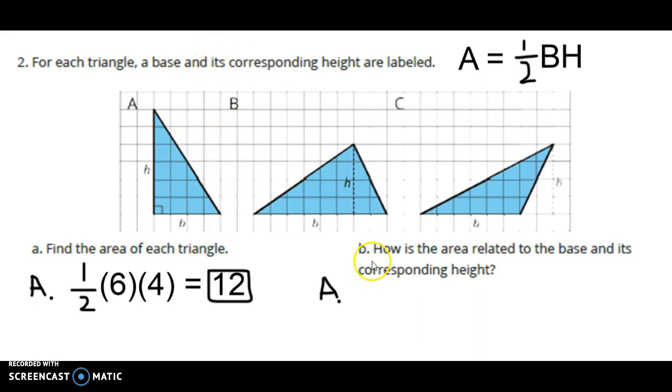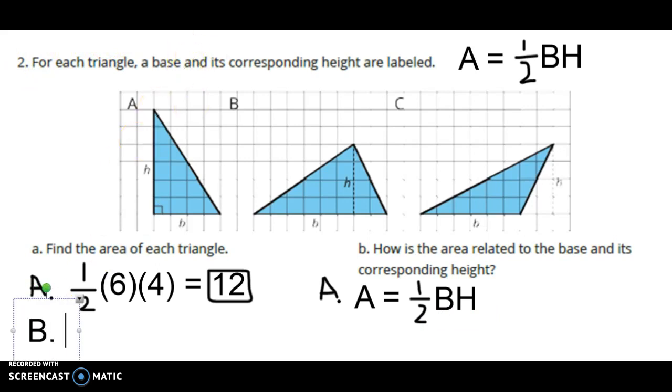But really, my answer to B for all of these is going to be my formula for area of a triangle. So area is always going to be 1/2 base times height. That can really be my answer for all 3 triangles. Okay, let's try triangle B.